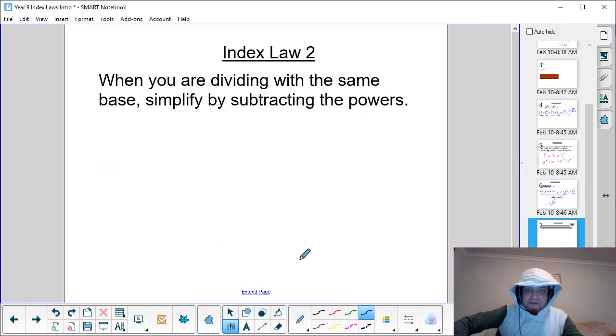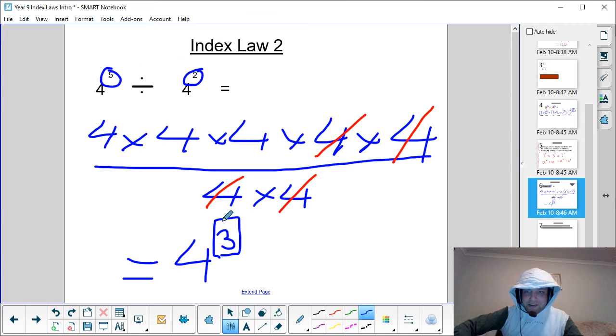All right, so this is your one for your glossary for this second index law. Basically, if I'm dividing and I've got the same base, in action, we simplify our work down by just subtracting the powers from each other. That's how a 5 and a 2 get turned into a 3.